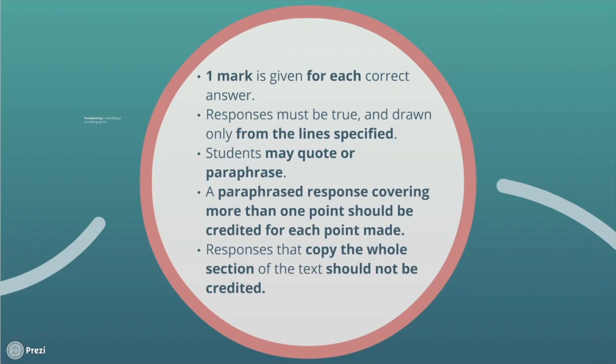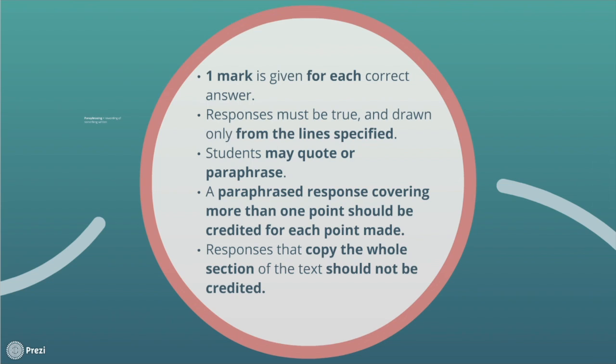Okay, so 1 mark is given for each correct answer, and this question is worth 4 marks on paper 1. Now responses must be true and drawn only from the lines specified. Now what that means is, in the question you will be told to look at certain lines within the extract that you've been given, the source, okay? So if it says draw your answers from lines 1 to 20, you must take your answers from those lines. If you provide an answer which is correct but outside of the lines that are specified, then the examiner cannot credit you with a mark.